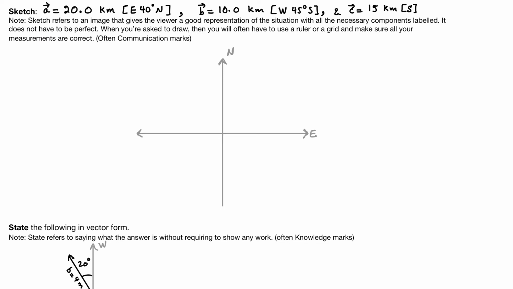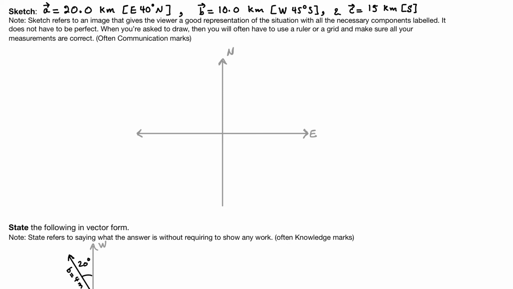So when you're doing a sketch, you have to use the proper scaling, but it doesn't have to be perfect. You don't have to actually take a ruler and measure 20 kilometers. You can just estimate it and draw it out. When you're asked to draw, then you will often have to use a ruler or a grid to say what scales to what, and make sure that all your measurements are correct. So in this case, we are sketching.